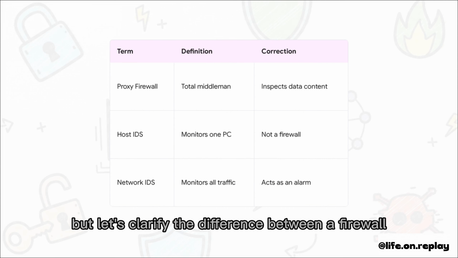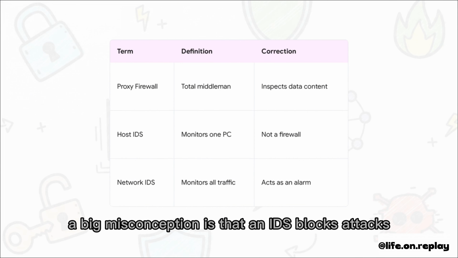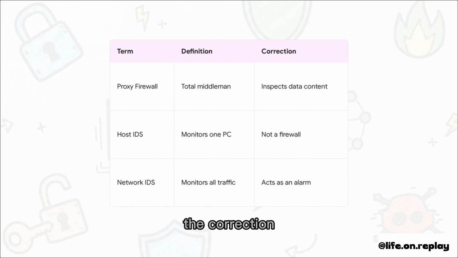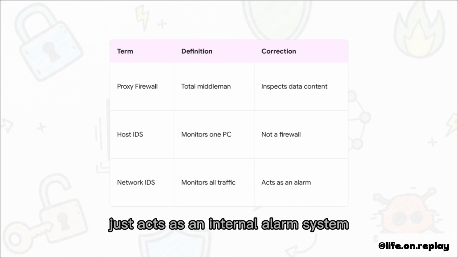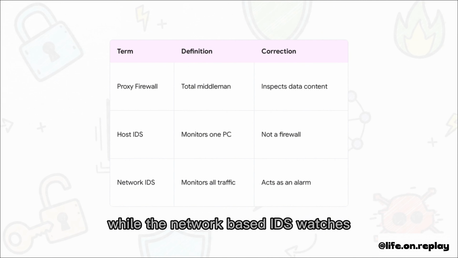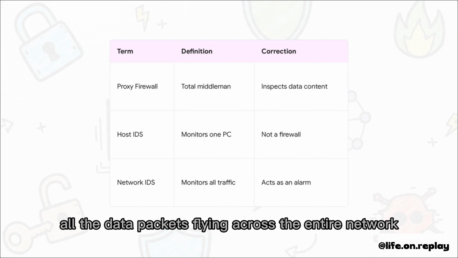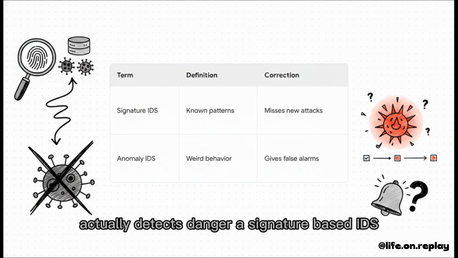But let's clarify the difference between a firewall and an IDS, or intrusion detection system. A big misconception is that an IDS blocks attacks. The correction? A firewall blocks bad traffic at the door, but an IDS just acts as an internal alarm system. A host-based IDS monitors a single individual computer, while the network-based IDS watches all the data packets flying across the entire network.